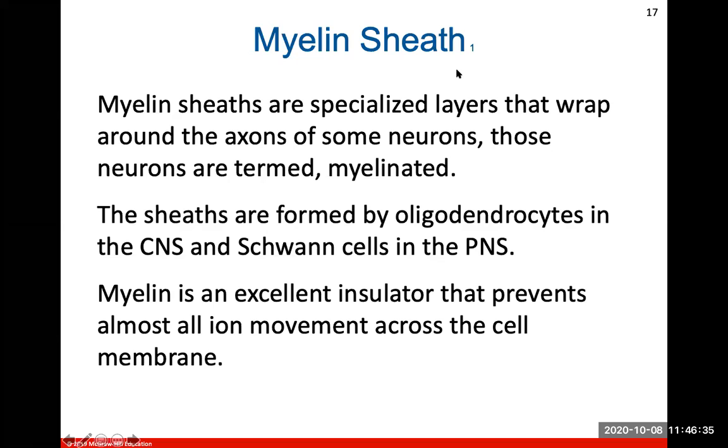So here's a little more detail about the myelin sheath. These are specialized layers that wrap around the axons of some neurons. Those neurons that have myelin sheaths around them, we say they are myelinated. And the sheaths are formed by oligodendrocyte cells in your CNS and Schwann cells in the PNS. Myelin produces this excellent insulation that prevents almost all ion movement across the cell membrane. And that's important because with no ion movement, the electrical signal will pass more quickly.